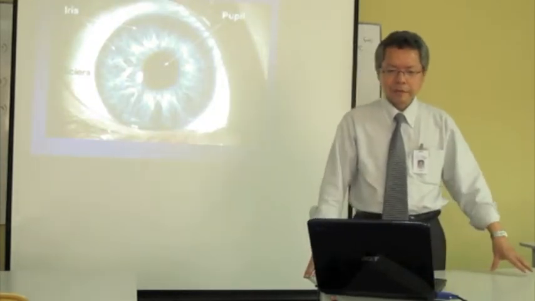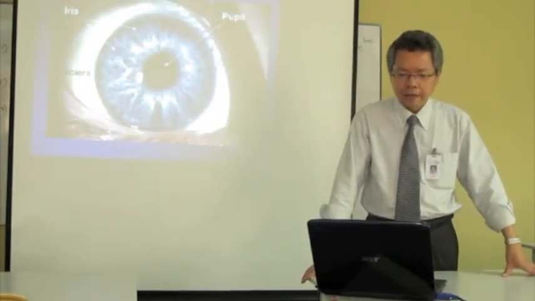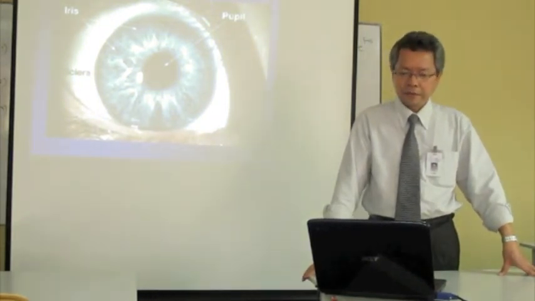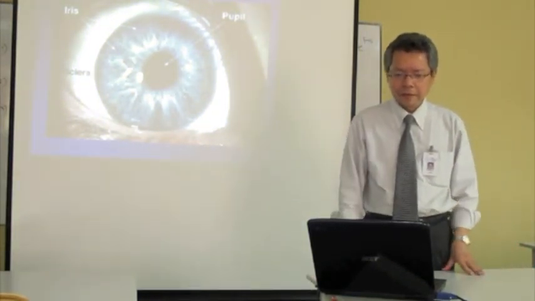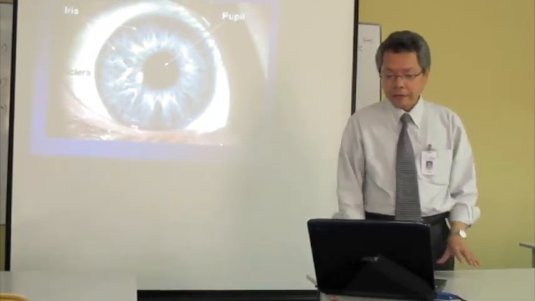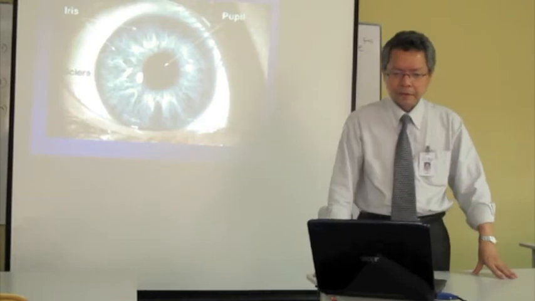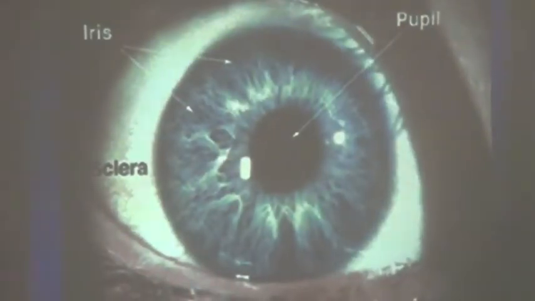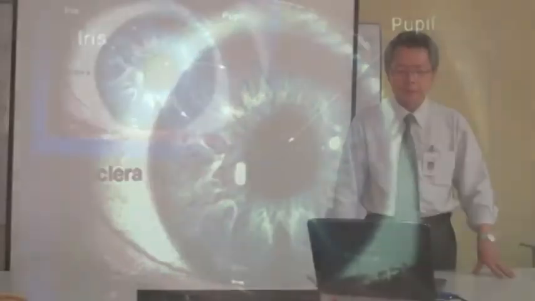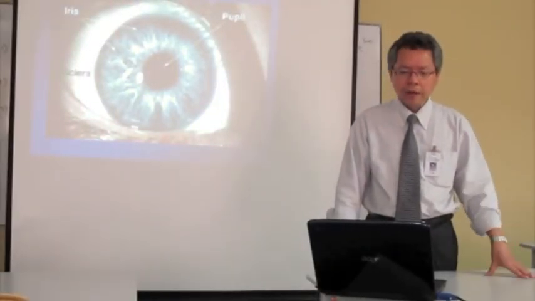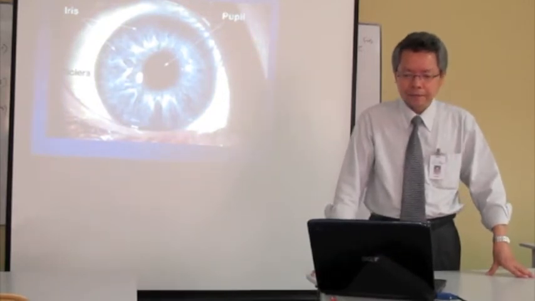Now, this is a picture of the external part of the eye. It's obviously an eye from a Caucasian person because of the blue iris, the color of the iris. You'll find that you can see the front of the eye, which is white in color. That's the sclera, which has a mucous membrane overlying it called the conjunctiva.